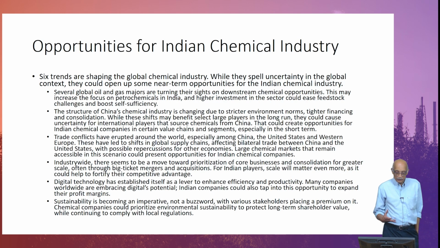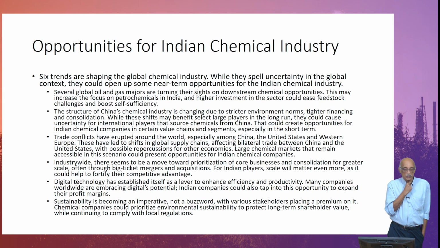What are the trends that are shaping the opportunities for industry? The global oil and gas majors are now turning their sights to downstream chemical opportunities, and this can help India because of its focus on petrochemicals. China is undergoing its own problems, and that's going to help India, bottom line. Trade conflicts between China and the Western world are going to again increasingly position India as a major trading partner.